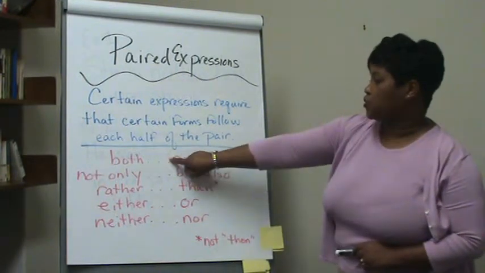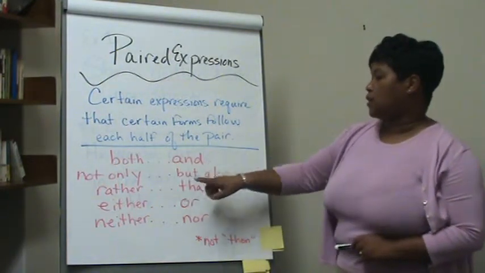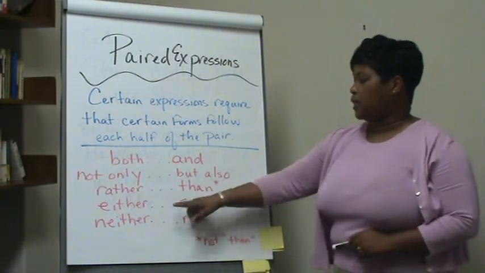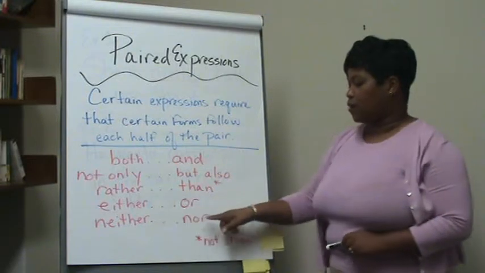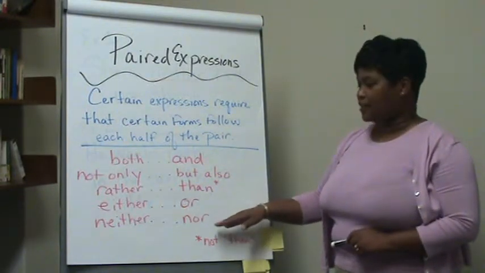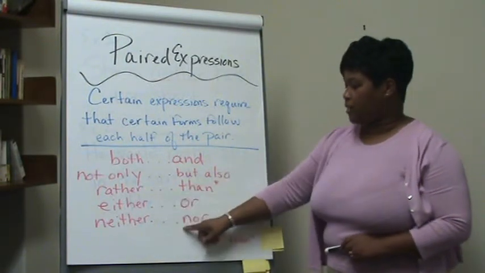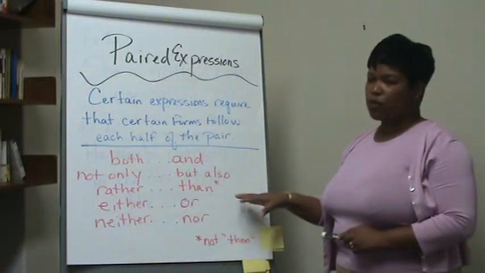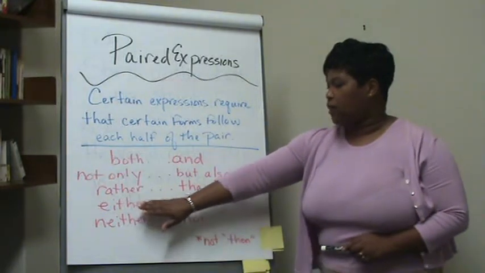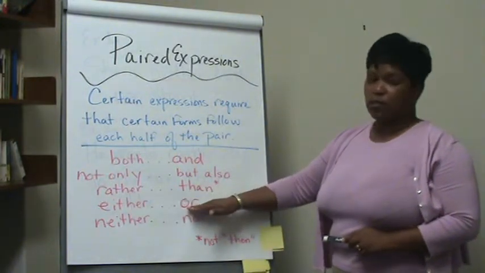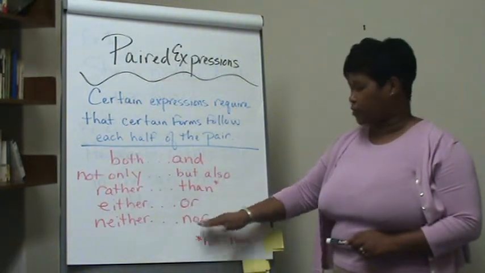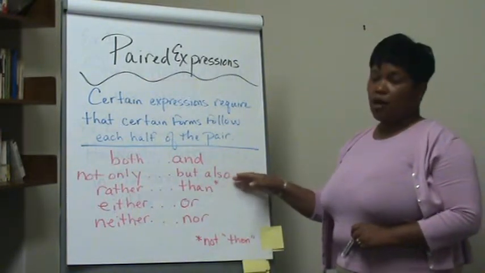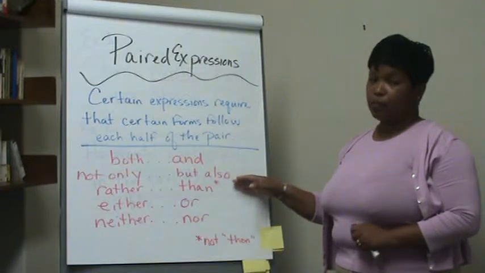So our paired expressions are both and, not only but also, rather than, either or, neither nor. And I see a lot of times in writing, students will kind of mix these up, either nor or neither or, things like that. So you just want to be aware that they match up. So if you have a vowel beginning that one, you have a vowel beginning the other end of the paired expression.